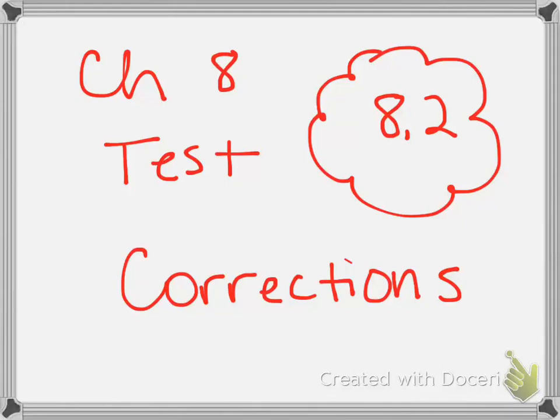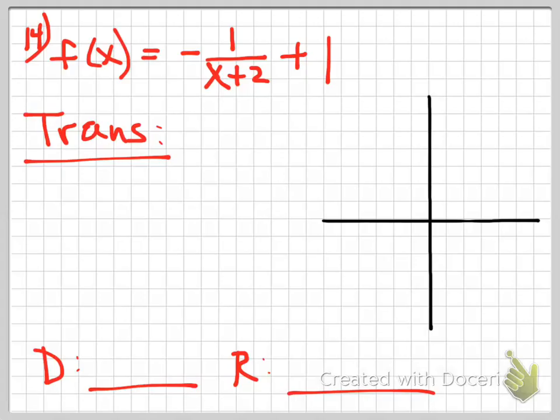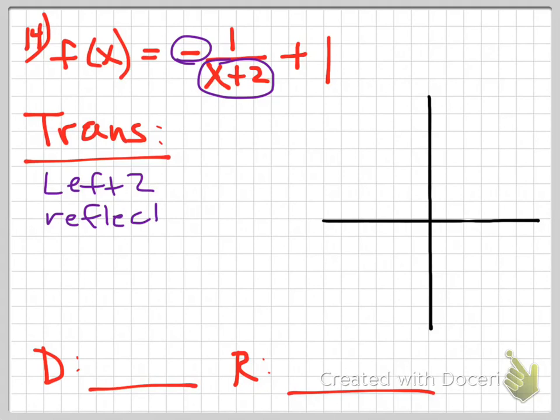These are the corrections for section 8.2 from the chapter 8 test. And on these problems we'll be graphing and writing equations. These are rational equations, and so first of all, I know that x plus 2 means I'm going to move to the left 2 places. I know this negative tells me that it's going to be reflected. It also kind of gives me an idea of how to do the slope when I get to the graphing part. And the plus 1 at the end tells me that my graph's going to be shifted up 1. So those are the transformations.